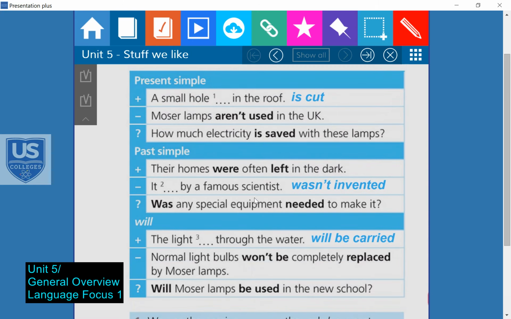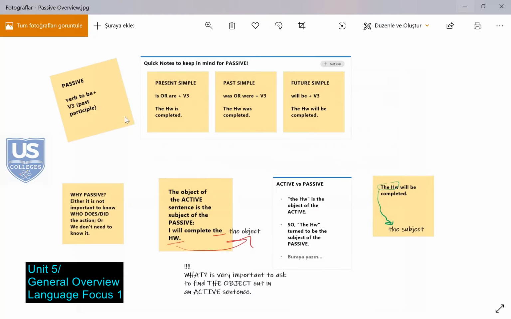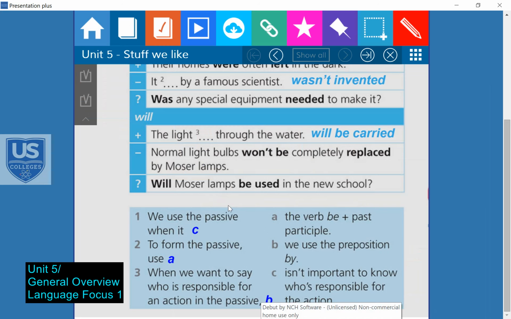Let's pay attention to the sentences and let's try to match. We use the passive when it isn't important to know who is responsible for the action. While we are forming the passive, we use the verb to be plus past participle, as it was pointed out in the presentation, remember, okay? And when we want to say who's responsible for an action in the passive, we use the preposition by. In other words, we call it the agent.